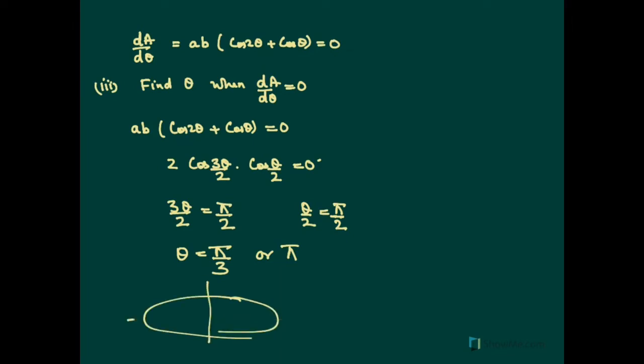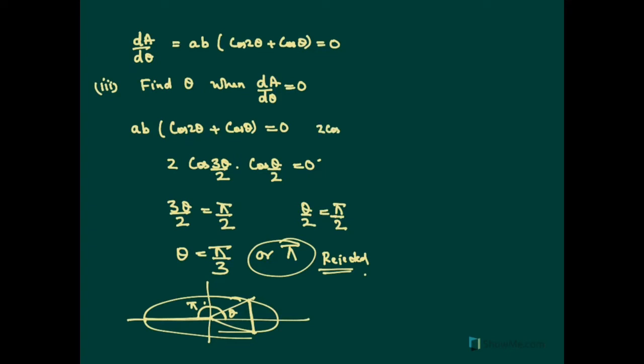Now theta cannot be pi, so we reject it because theta is this angle. If theta is pi, then that point will go to the other side. Theta cannot be 180. Hence the correct angle is theta. So theta is equal to pi is rejected, and theta is equal to pi by 3 is the accepted angle. Now once you get theta as pi by 3, what do we do? We substitute that theta is equal to pi by 3 and find A max, the maximum area.